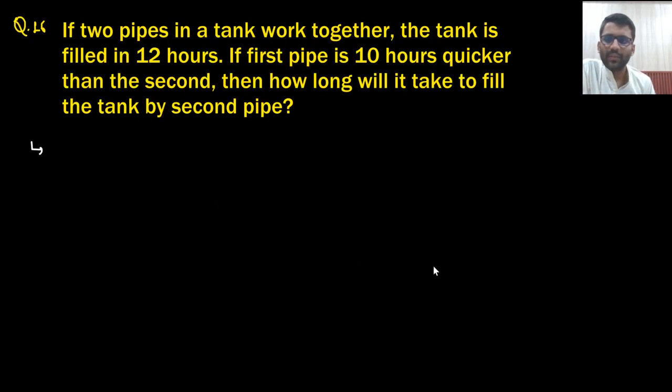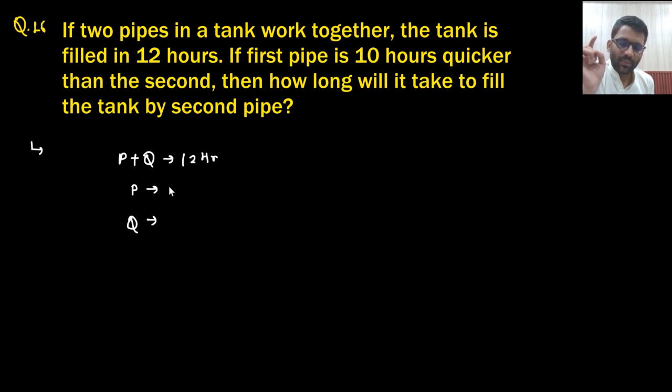So let's see this problem now. If two pipes in a tank work together, the tank is filled in 12 hours. If first pipe is 10 hours quicker than the second one, then how long it will take to fill that tank by second pipe? Okay. So P plus Q combined takes 12 hours. And let's just say P takes, if first pipe is 10 hours quicker than the second pipe, that means let's just say P is taking X hour, then Q is taking X plus 10 hour, right?